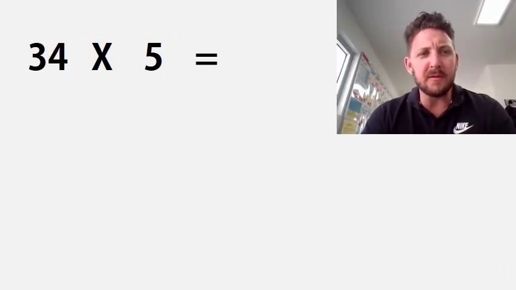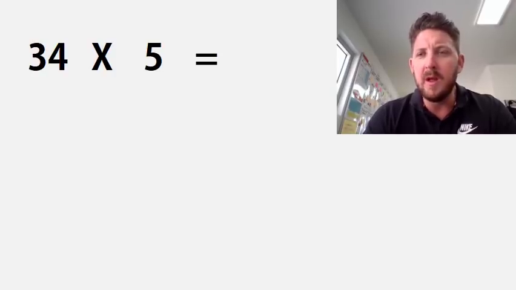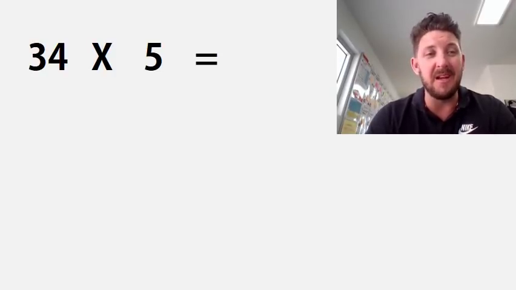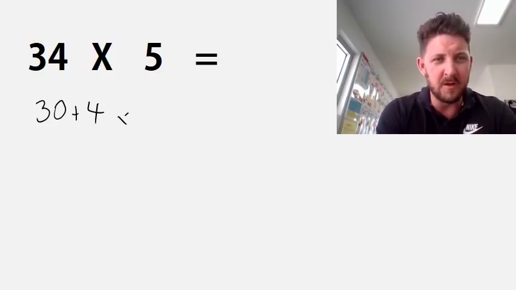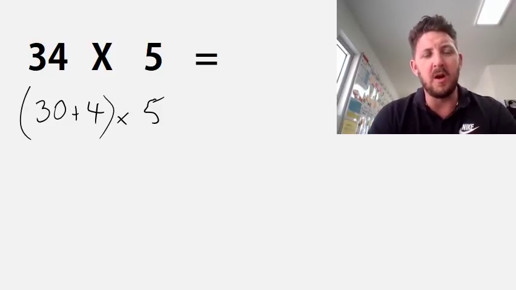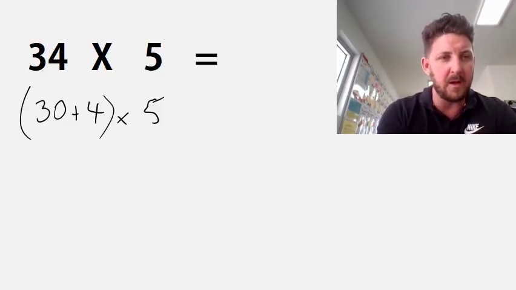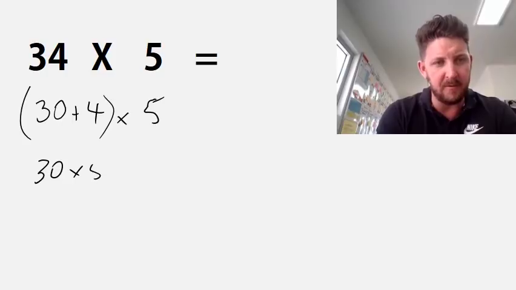Okay lads, so the distributive law is quite simple, and what it's trying to do is break down multiplication so that it becomes easier. So in this case here we can see we've got 34 times 5. Now what that really means is we have a 30 plus 4 times 5. Now knowing that we've got 30 plus 4 times 5, we can then do two sums. So we can do 30 times 5 and we can do 4 times 5.